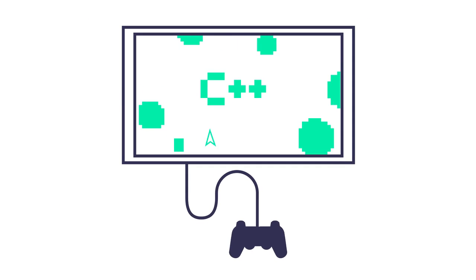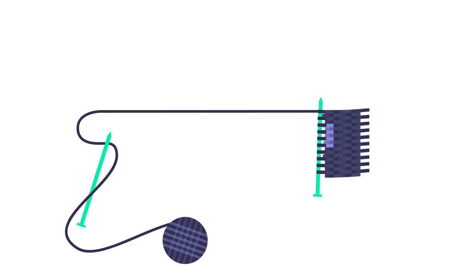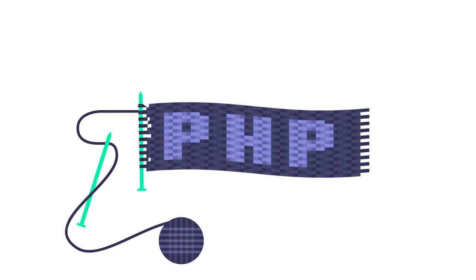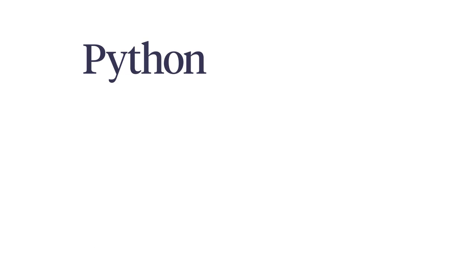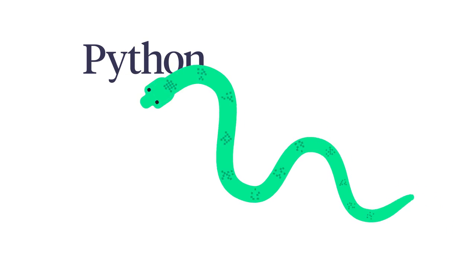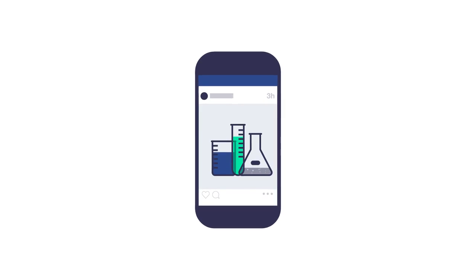C++ is something you might use if you were building a game for the PlayStation or Xbox. PHP is code for creating millions of web pages. They use it at Etsy and Facebook. Python's a great general-purpose language. It's used by Instagram and a lot of scientists.